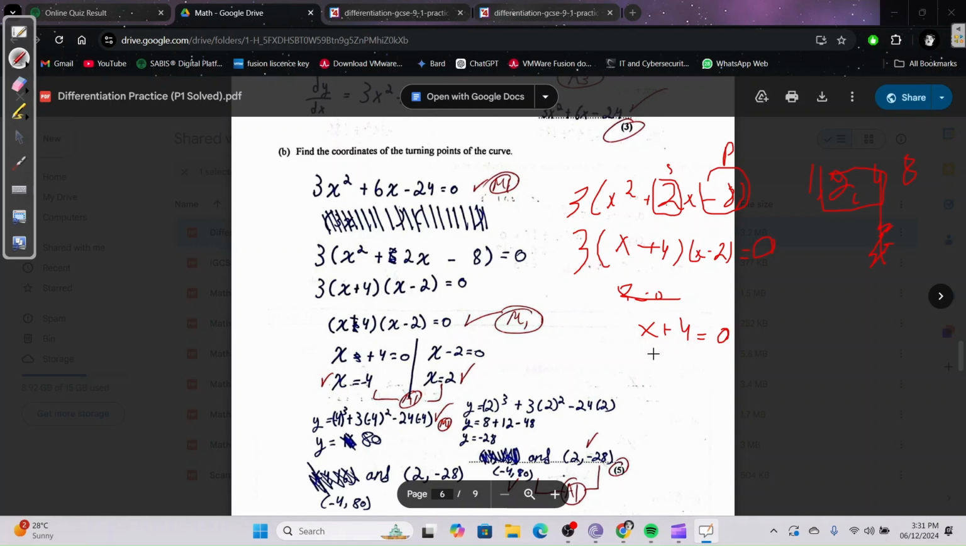and x - 2 has to equal 0. So x can be -4, or x can be 2.